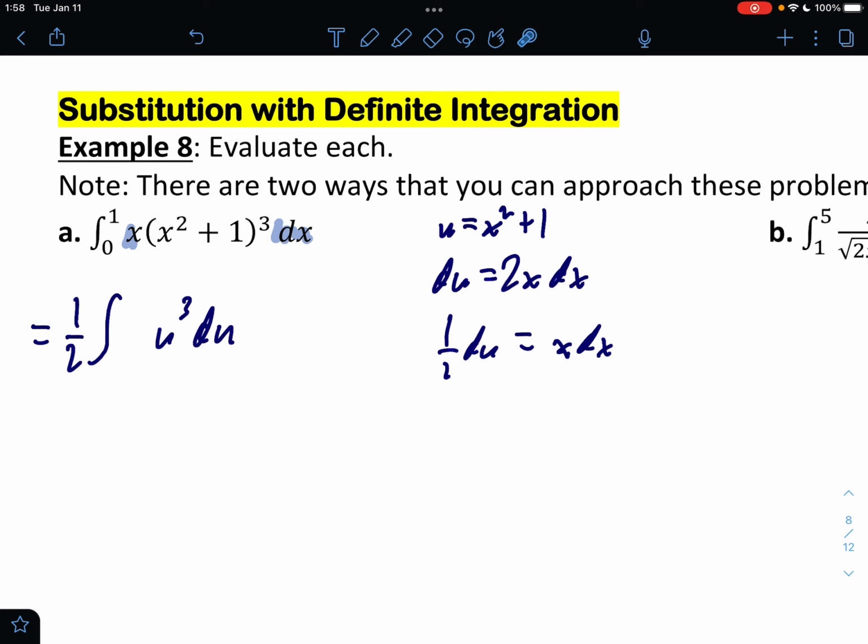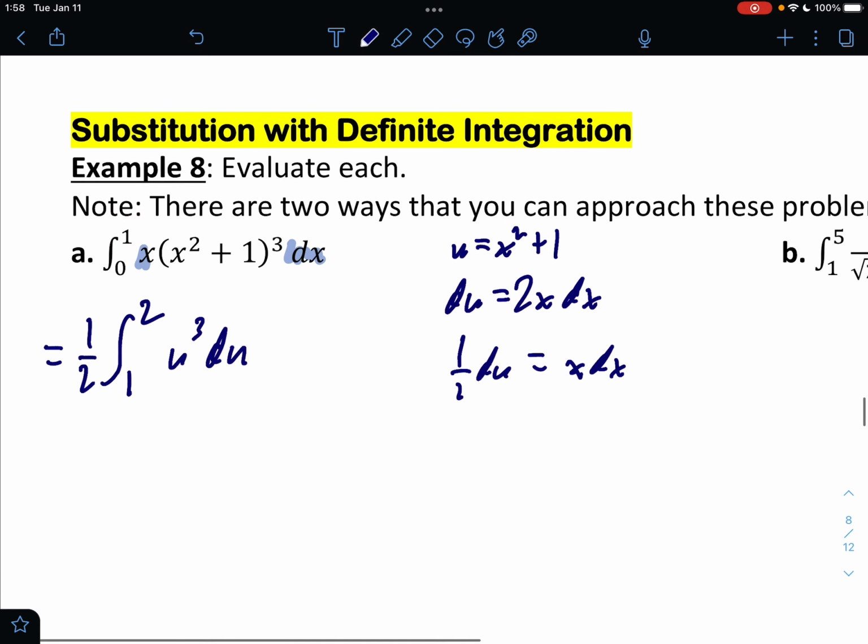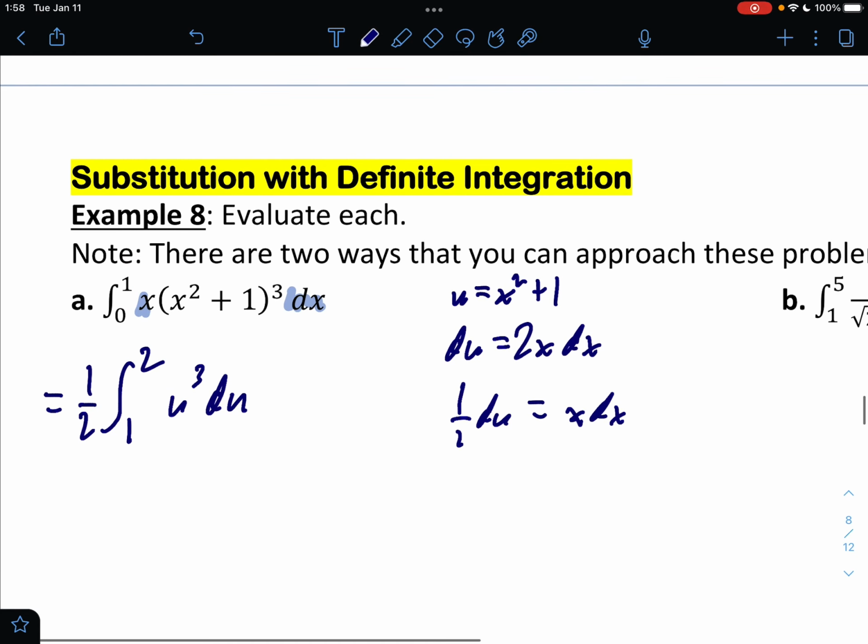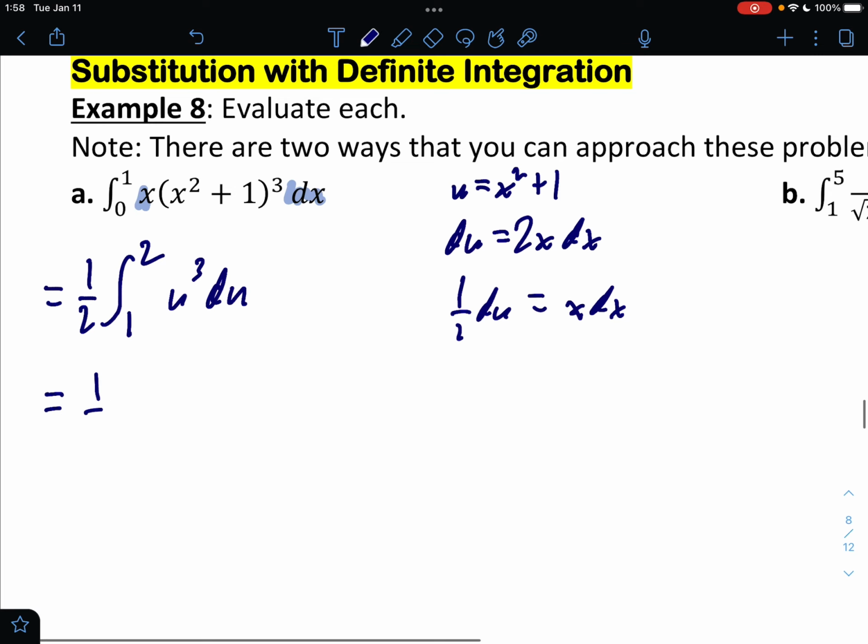So we need to get those x bounds and change them to u bounds. How do we do that? Simple. We need an equation that relates x and u together. And there it is. Put 0 in for x, and you get 1 back. So our lower bound is now 1. Put 1 in for x, and we get 2 back. Our upper bound is now 2. And now we can go at this problem like normal.